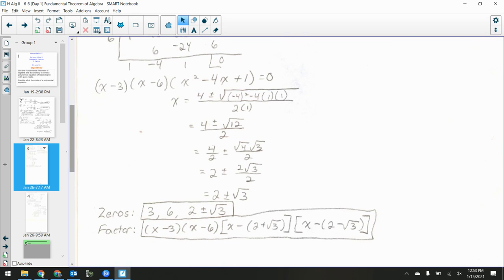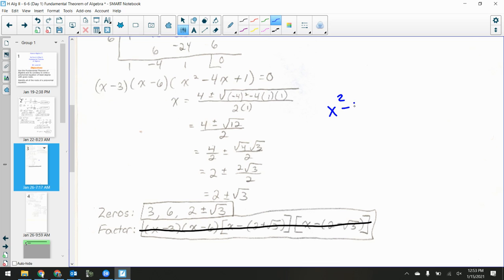Now, don't worry about the factor part here. I'm really only worried about the zeros: 3, 6, and 2 plus or minus radical 3. I would strongly encourage you guys to refresh your memory on completing the square, because it's just a lot more useful. Like, look at this one: x squared minus 4x plus 1.